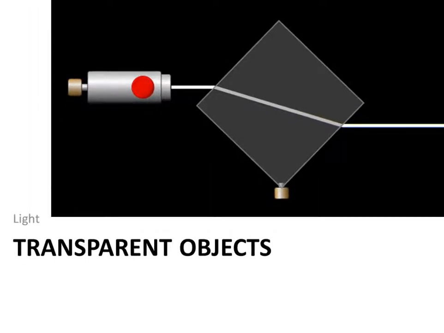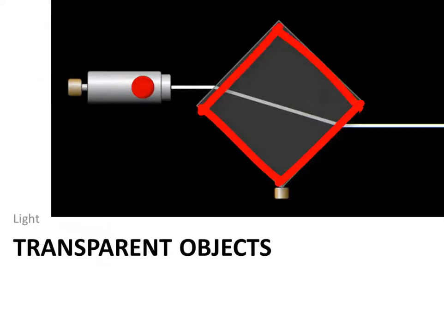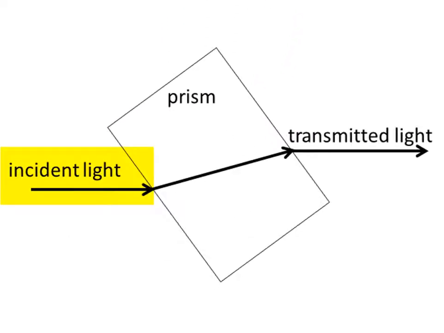So as you can see, there we have a light source. We have a transparent object. Often we call transparent objects prisms. So this here is a rectangular prism because its shape, well, in fact, it's a square, but we call it a rectangular prism. And we can see that this rectangular prism is allowing light to travel through it. It is transparent.